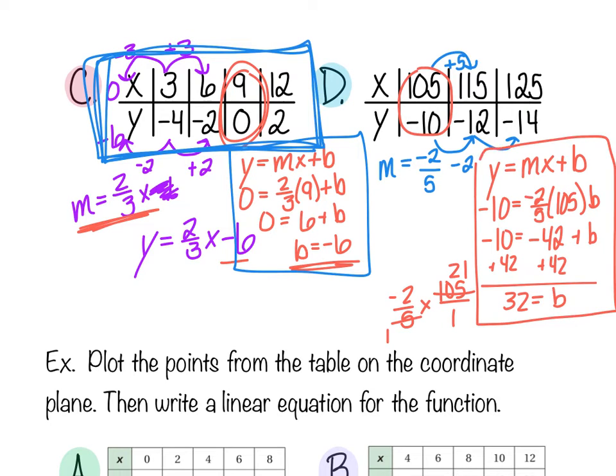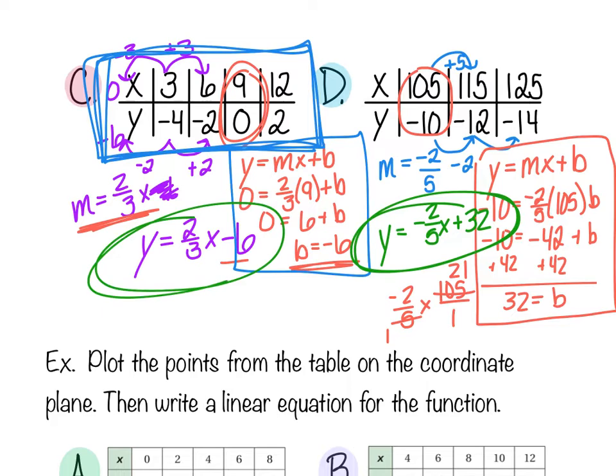Why am I doing all this work right here? Because the chart was not very friendly to me. It didn't give me anything near what my y-intercept was, so I had to do some extra work. But now I know my slope is still negative 2/5, and my y-intercept is now 32. So I have my function, just like I had my function right here for the last one. So we can write functions looking at graphs. We can write functions looking at charts as well.